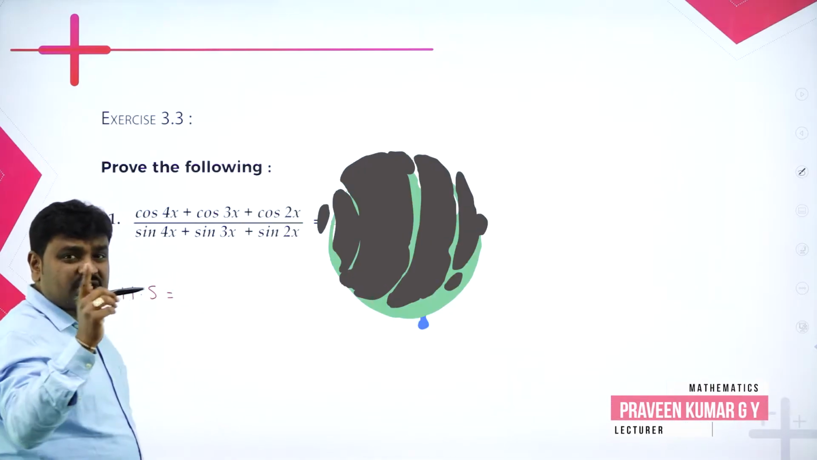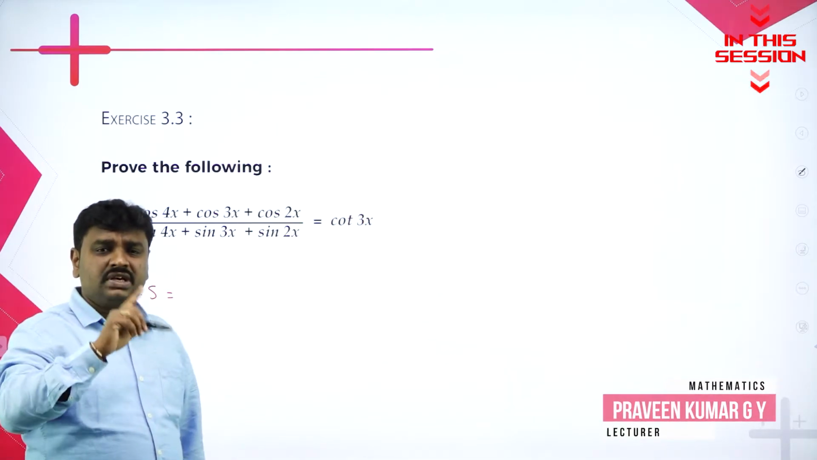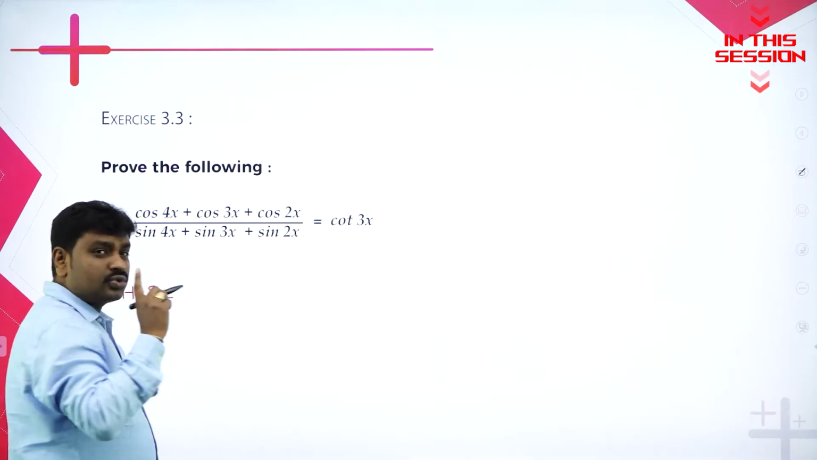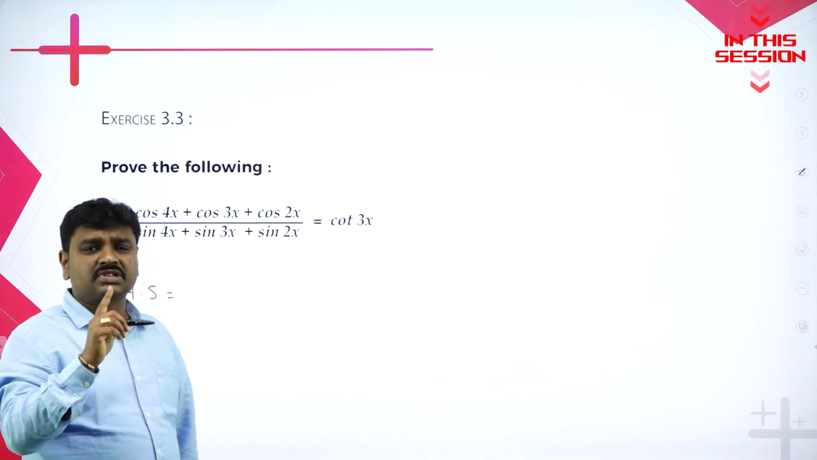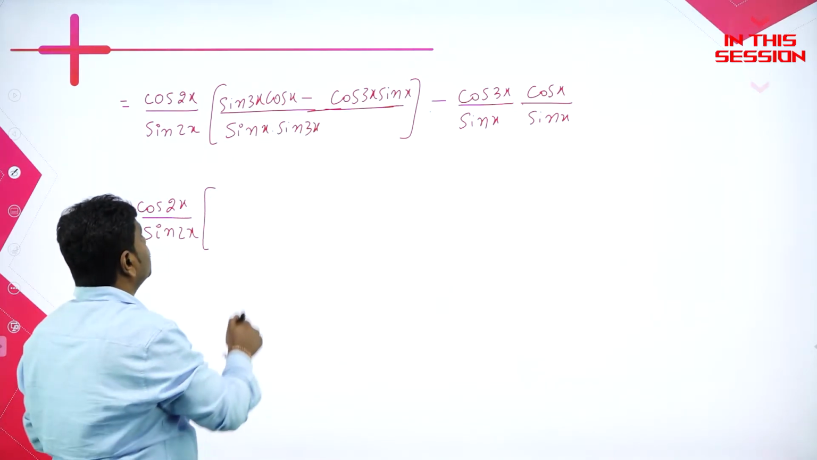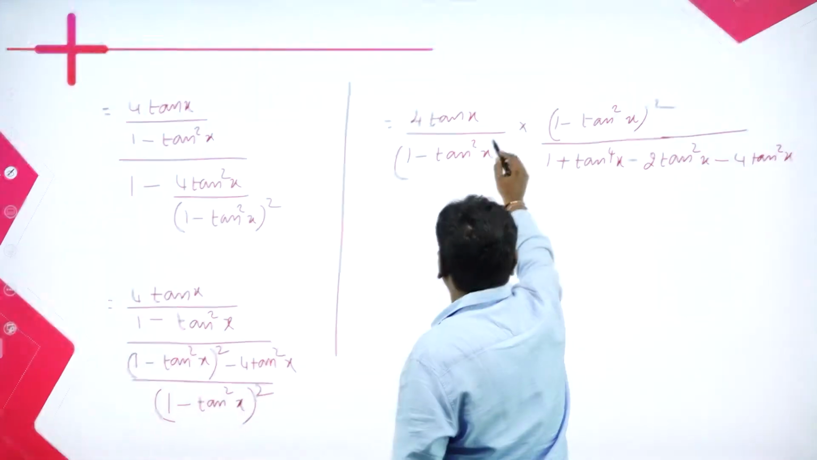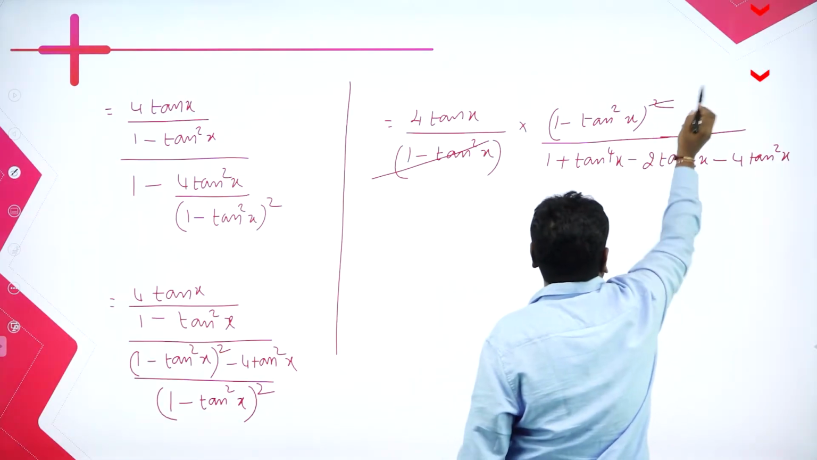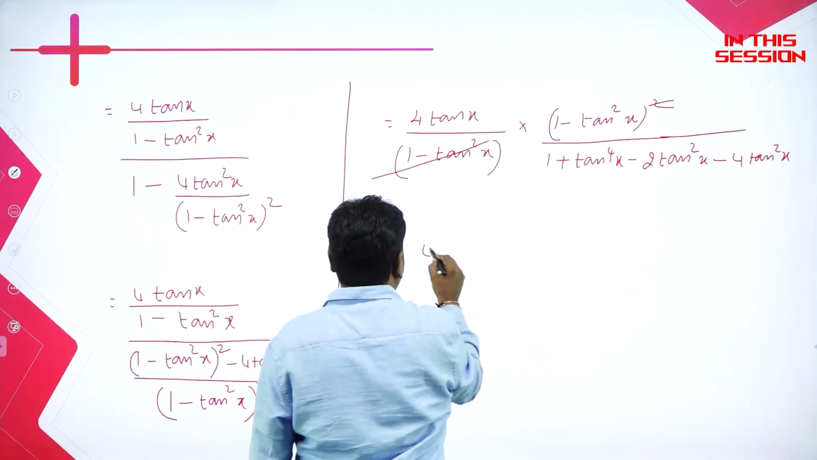We have to use cos C plus cos D. What is cos C plus cos D? 2 cos C plus D by 2. If you observe, it is in the form sin A cos B minus cos A sin B. All of you know, sin A cos B minus this, 1 minus tan square x, and one term cancels. So in the numerator we are left with 4 tan x.